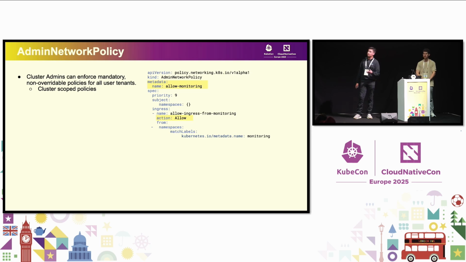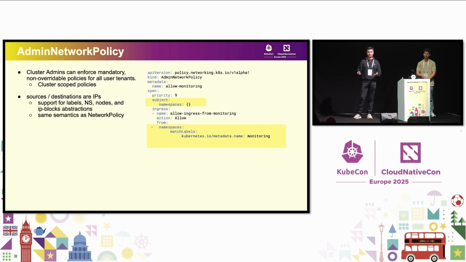So the main thing to notice here is that it's a cluster scope policy, right? So these are non-overridable, and they allow an admin to control the rules globally for the cluster. So in this example, you can see that it uses similar semantics, right? The label selectors. And in this example, it's allowing your monitoring namespace to talk to all namespaces because you need to monitor things, right?